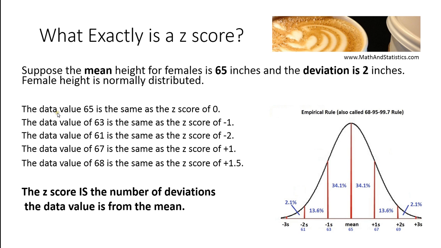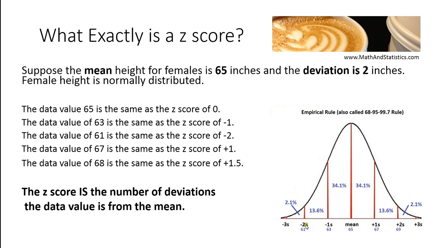So the data value, or the x value of 65, is the same as a z-score of 0. The data value of 63 is the same as a z-score of -1. The data value of 61 is the same as a z-score of -2. The data value of 67 is the same as a z-score of +1. The data value of 68, which would be squeezed right in between here, is a z-score of 1.5. It's between 1 and 2.